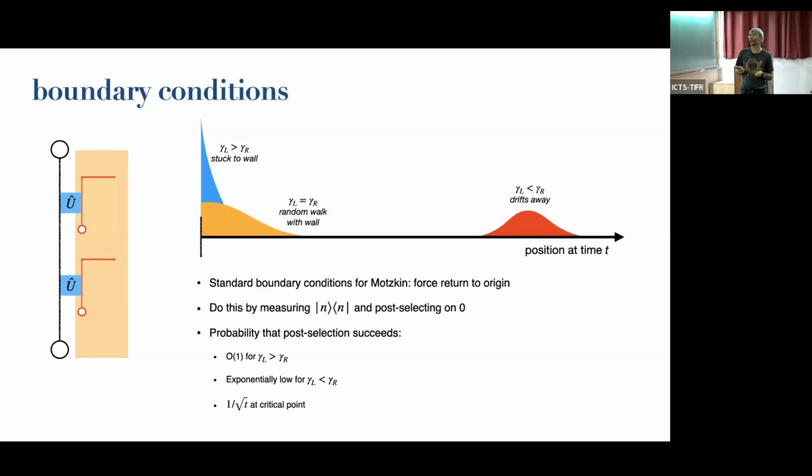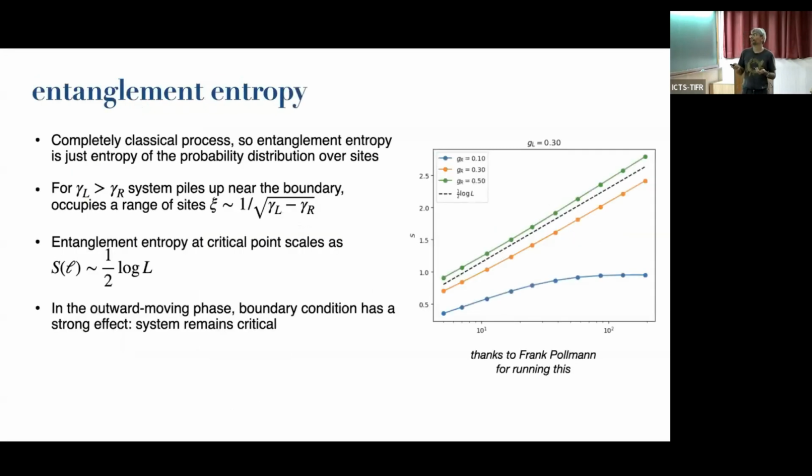At the critical point, after running this process for a time t, you spread out over a distance square root of t, and so your entanglement, you would predict, goes as 1/2 log t. In this other phase, we don't really care about that phase, so I'm not going to talk about it. So indeed, this checks out. If you're in the phase where you're stuck to the wall, the entanglement's an area law. If you're at the critical point, you had logarithmic entanglement.